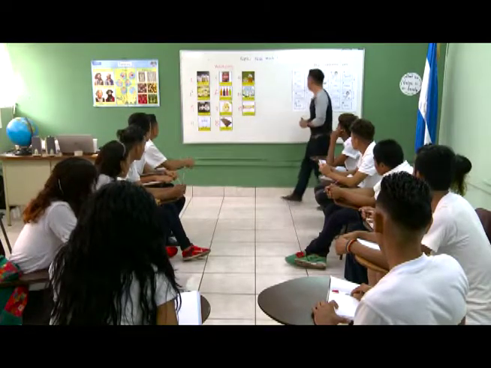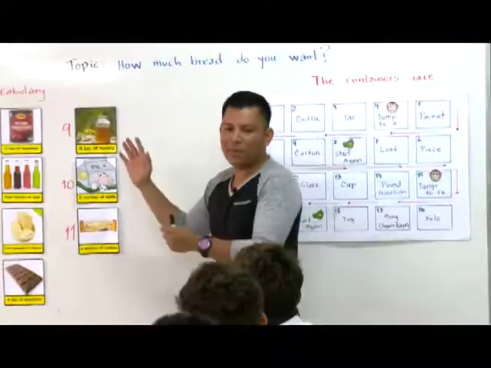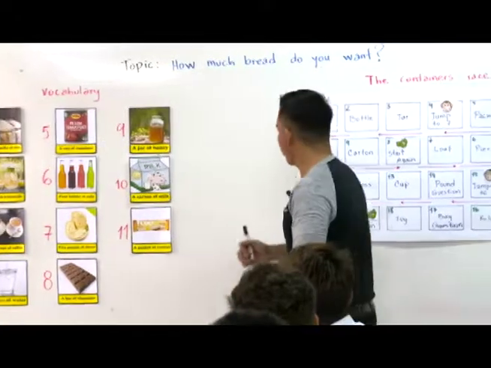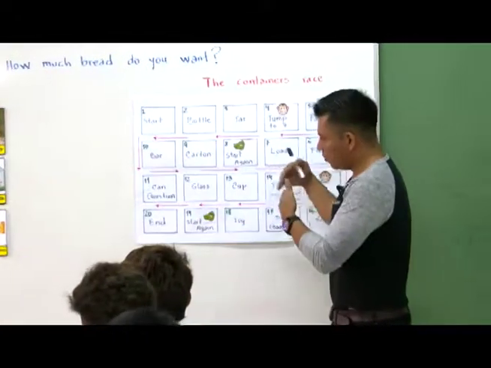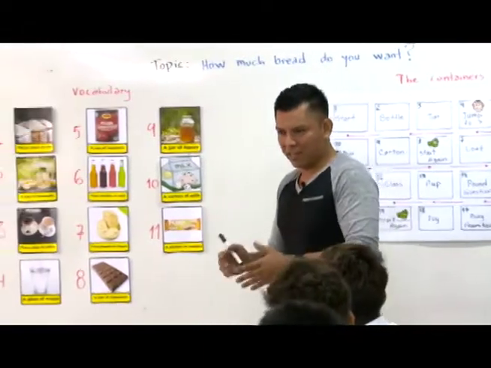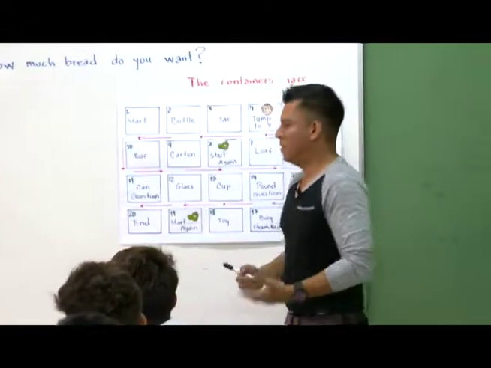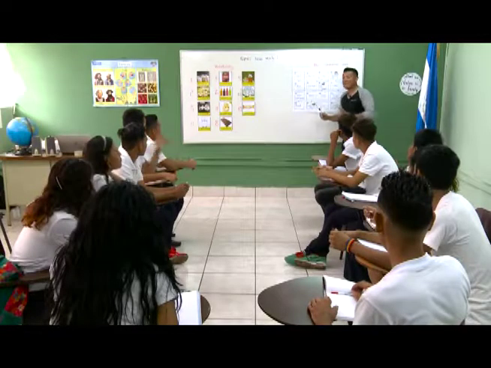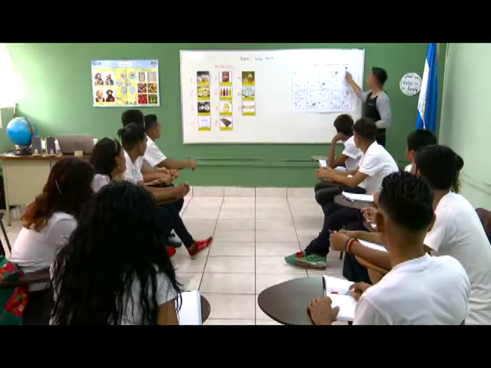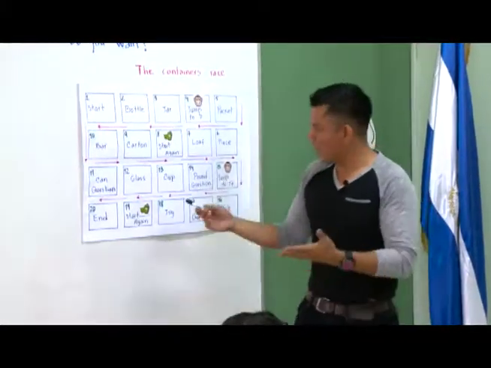Okay, now, we're going to use the vocabulary we studied before, and we're going to continue with a game. Do you like games? Yes. Okay, I also like games. The name of this game is the containers race. This is like a competition. I'm going to explain this.